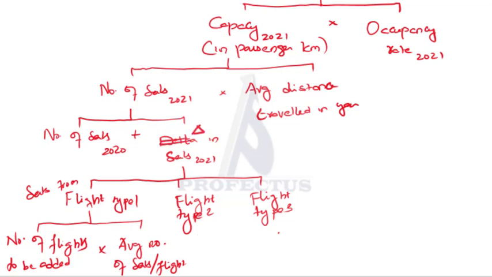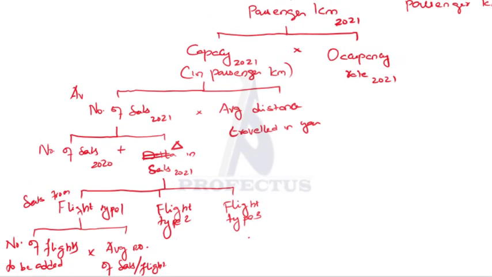So number of seats in 2020 plus whatever they plan to add in 21, that will give us the number of seats in 2021. In fact, we would look at average number of seats, not the ending number of seats. Average number of seats will simply be the average of opening balance and the closing balance. But in any case, we need to get these two data points. How do I get the number of flights to be added?